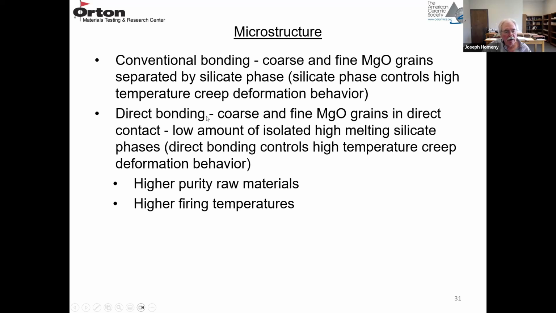So how do you get direct bonding relative to conventional bonding? You have to start out with higher purity raw materials to eliminate as much of the silicate phase as possible. And you have to go to higher temperatures to grow these crystals and give them crystal to crystal contact.